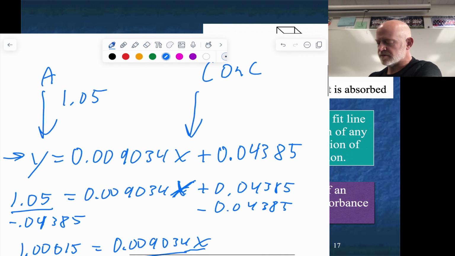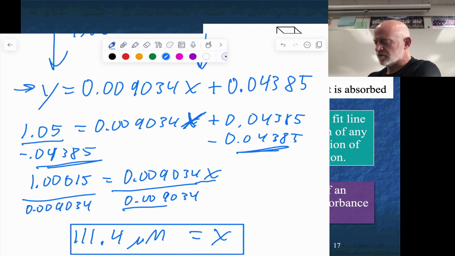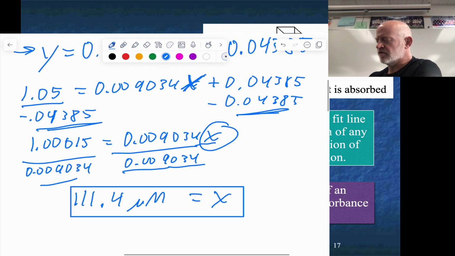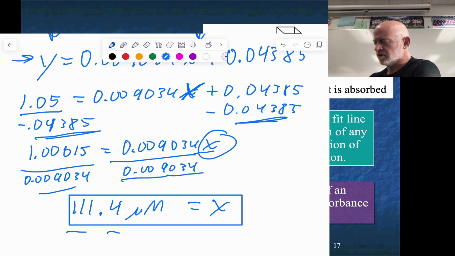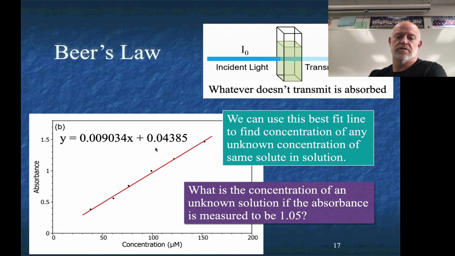So I'm going to subtract 0.04385 from both sides, okay? And then once I do that, I'm going to divide both sides by 0.009034, and I'm just solving for X. So this is a pretty simple algebraic problem that you guys have done before with linear regressions. And if we solve that, we get an answer of 111.4 micromolar, that equals our X. So that basically equals our concentration. So again, we're just using this line equation to find the solution.